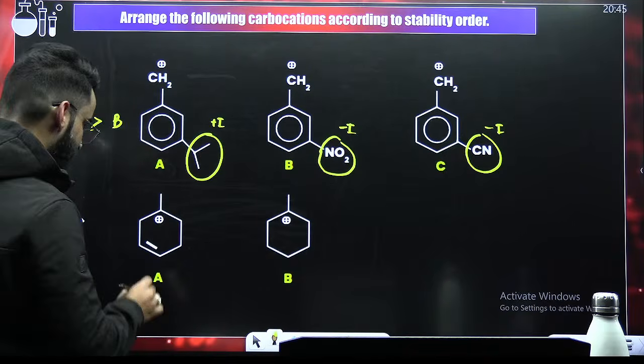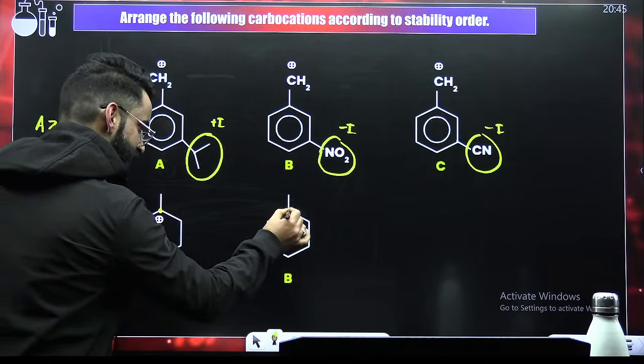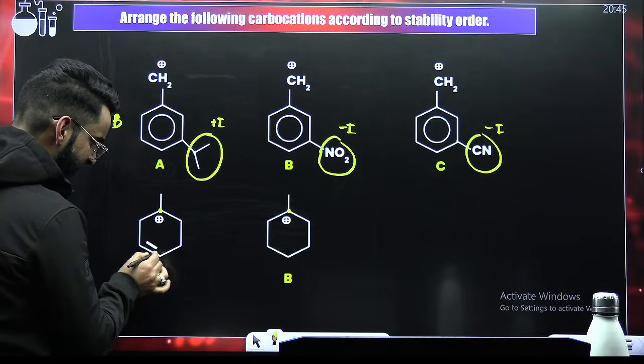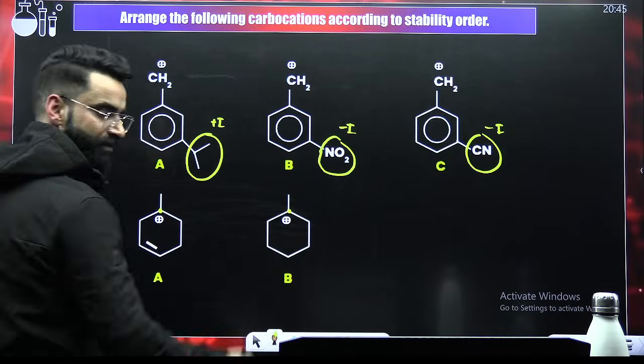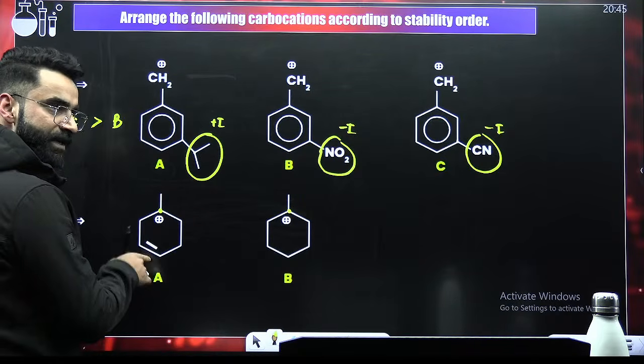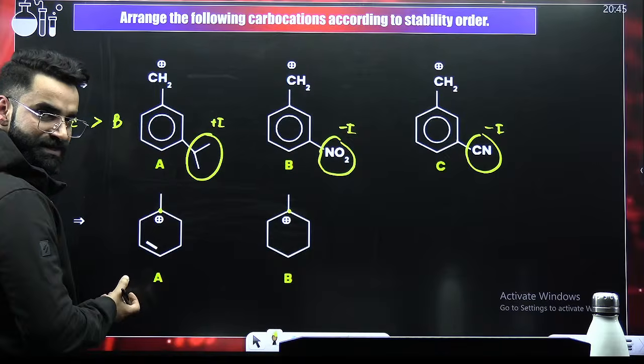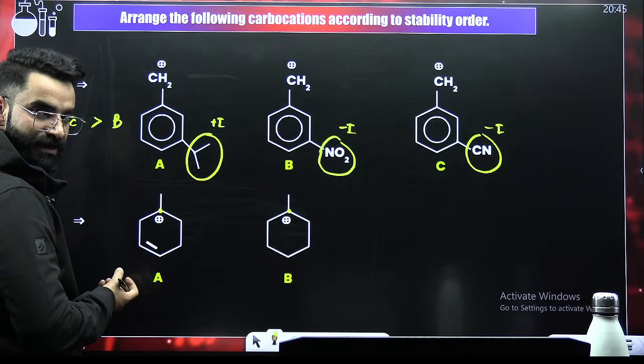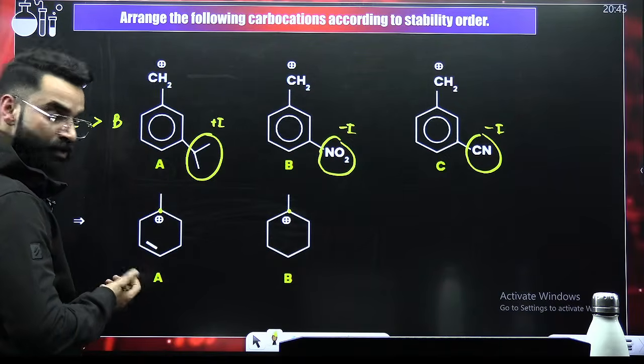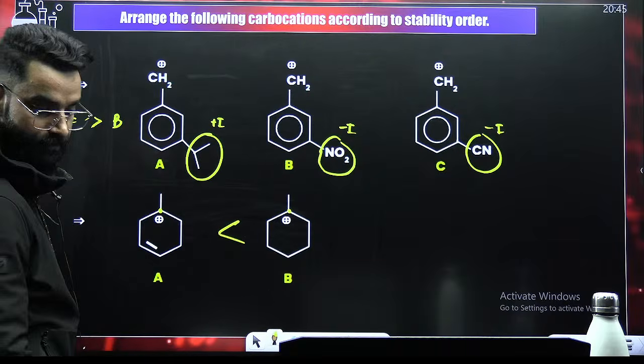Look at this one. This is the carbon carrying positive. Here you have got double bond, sp2, sp2. Here, everything is sp3. So here you have got more s character. More s character means more electronegative, and more electronegative means more withdrawing. Carbocations are destabilized by withdrawing groups. So this is the stability order.